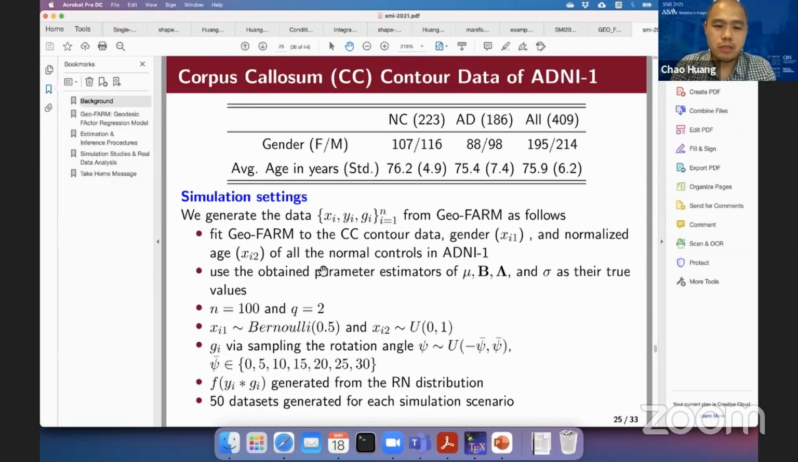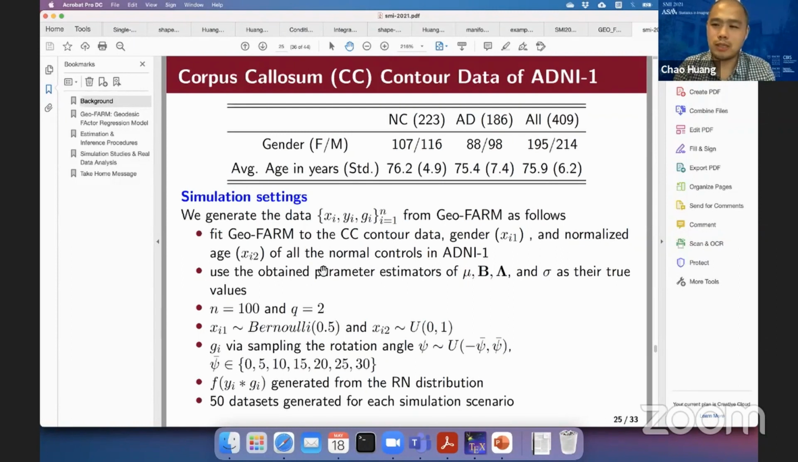And for the simulation study, we want to mimic our simulated data more to these real data sets. So first, we fit our GeoFARM model to the CC contour data with some predictors also from the real data, like gender and normalized age for all the normal controls in ADNI1. After that, we use the obtained parameter estimators of mu, B, lambda, and sigma as their true values.